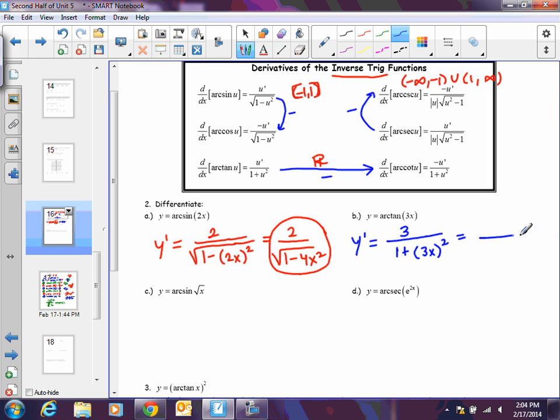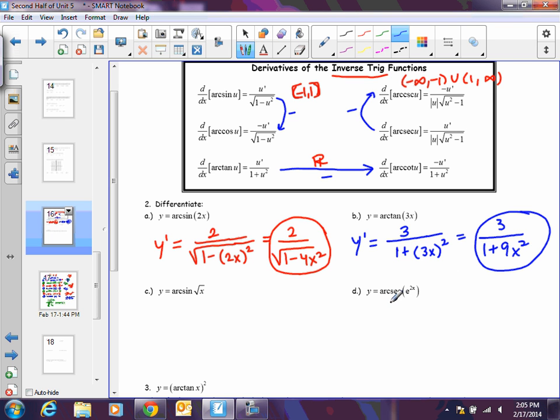And the only real way to simplify this one would be to go ahead and square the 3 and the x. Okay, you cannot simplify the 3 and the 9. There's no other simplification to be done. And how would my answer change if this was arctangent 3x? A negative in front. That's the only way.